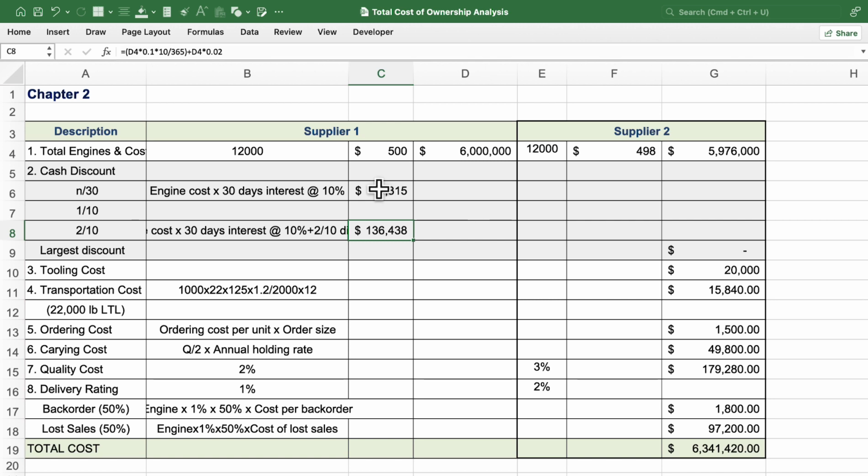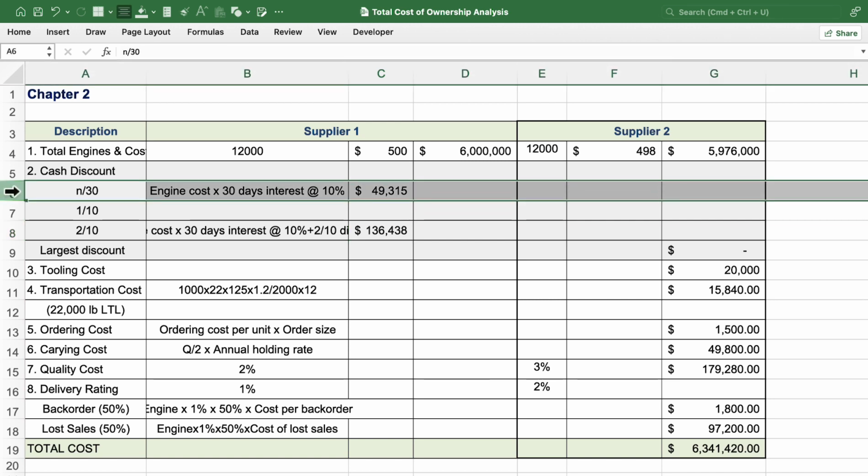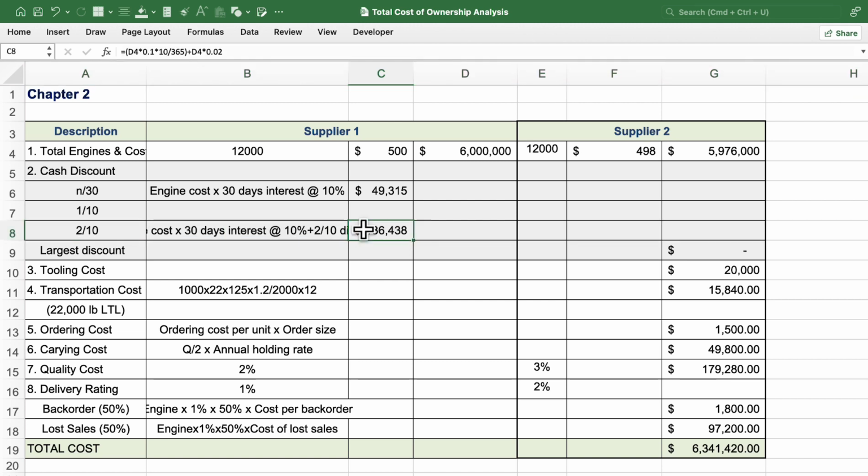We need to choose one of these two options. So should the company make a payment on the 30th day or make a payment on the 10th day? Because these are our saving, which one would you like? Would you like to receive 49,315 or 136,438? Of course, we would like to choose this one because this is greater saving.